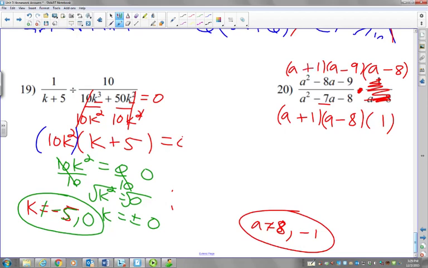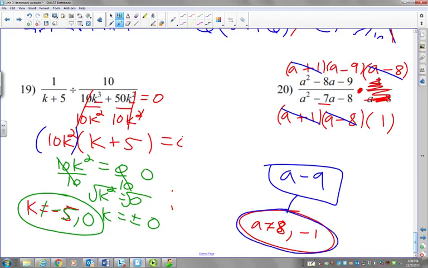Cool. So now that we've done that and we flipped the second fraction, now we can cancel the A minus 8s and the A plus 1s. And so finally, all we're left with is A minus 9 as our final rational function answer. It's also worth points, same amount of points as our exclusion. So there's your answer, A minus 9, and A cannot equal 8 or negative 1.